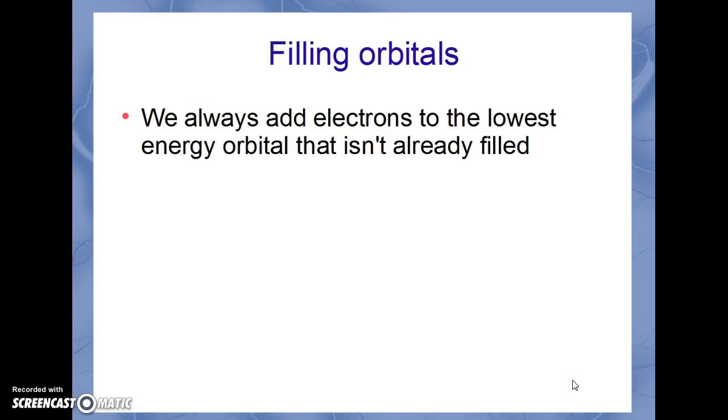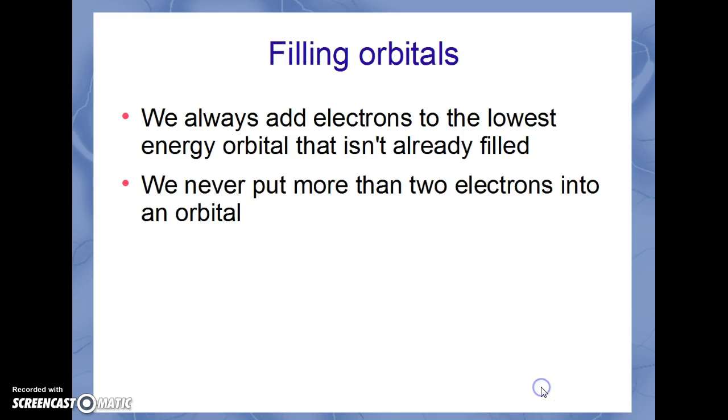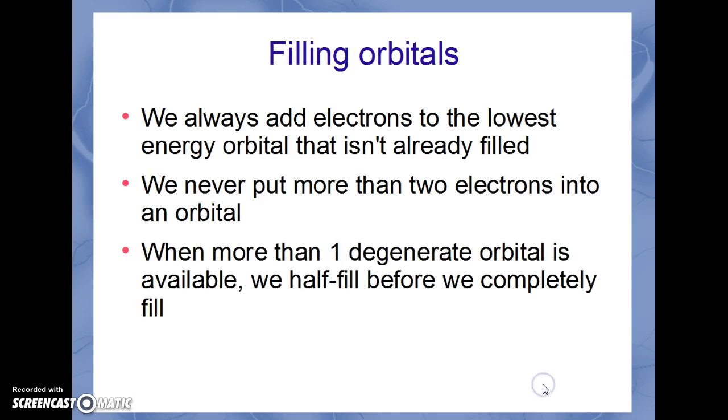Now, we always add electrons to the lowest energy orbital that isn't already filled. That's the Aufbau principle. We never put more than 2 electrons into an orbital. That's the Pauli exclusion principle. And if you have degenerate orbitals, like the 3p orbitals that are available on the second, third, and fourth energy levels, you will half fill them before you completely fill them. That is Hund's rule.